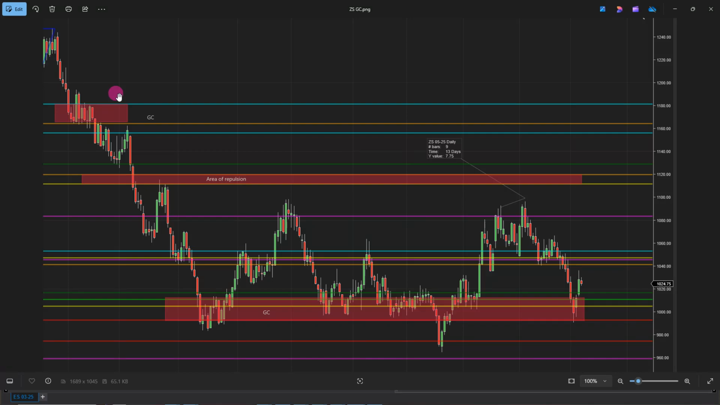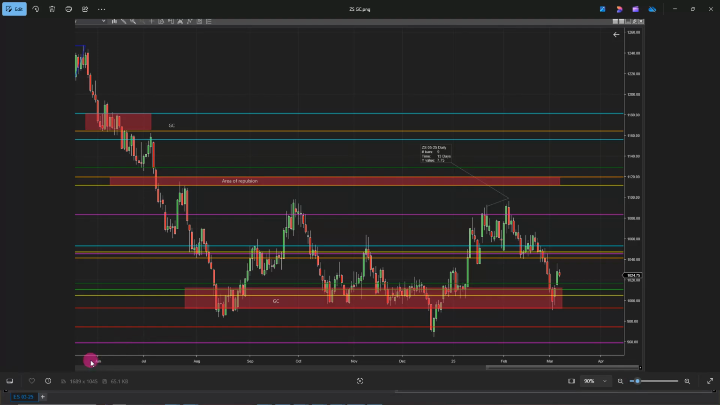Now over to the left, we had the last major high here, and that was back in May last year, so you can see that. So what I do then is look for these cluster points. I look for these areas of price projection confluence, and then I mark those out.